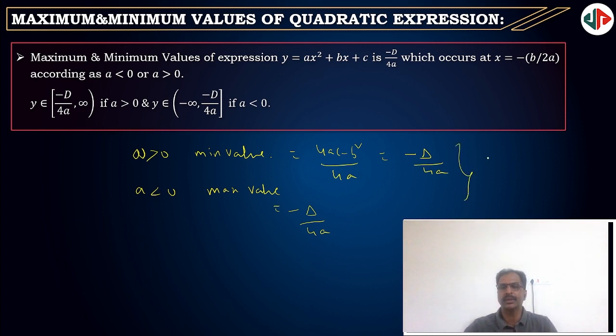And that maximum or minimum value occurs at x is equal to minus b by 2a. So for a quadratic expression, the maximum or minimum value depends upon the x square coefficient a. If a is positive, it will have a minimum value. If a is negative, it will have a maximum value. And the formula for that maximum or minimum value is minus delta by 4a. And the value of x at which that minimum or maximum occurs is x equal to minus b by 2a.